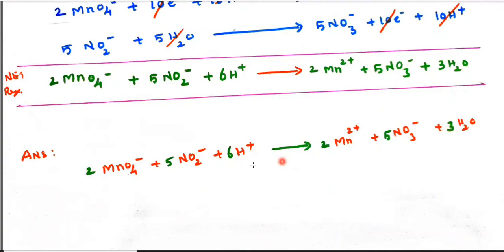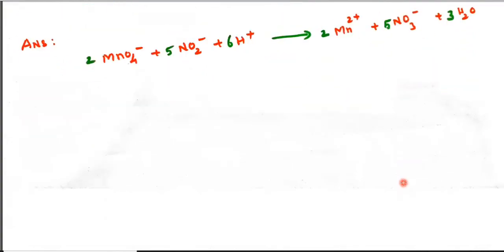3 into 2, 6H. Here also 6H. 2 Mn and 2 Mn. Here 5 into 2, 10 oxygen. Here 4 into 2, 8, plus 10 gives 18 oxygen. Here 5 into 3, 15 oxygen. Here 3 oxygen, 18 oxygen. Everything is balanced. Thank you, students.